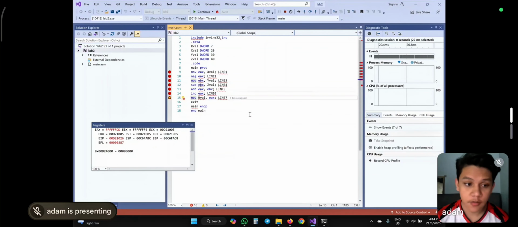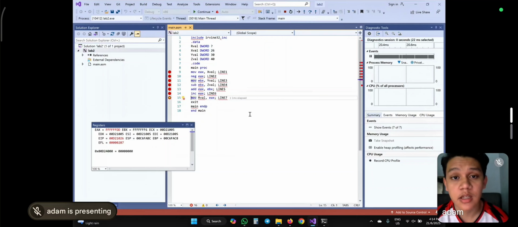Okay, so for line 6 here, the value of EAX has changed once again into FFFFFFDD because we are incrementing the value of register EAX by 1 here in line 6. So previously it was negative 36D, right? When we increment it by 1, which means we add 1, it will become negative 35D, and negative 35D in hexadecimal is FFFFFFDD.